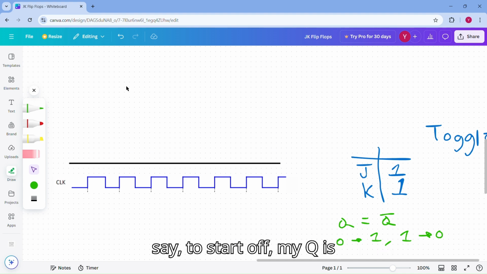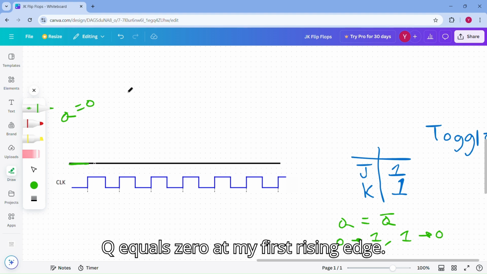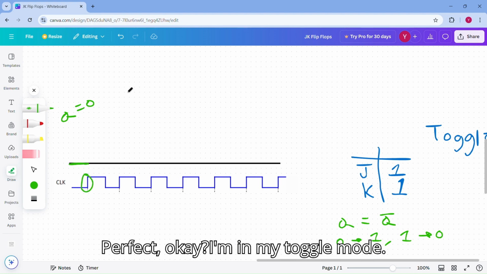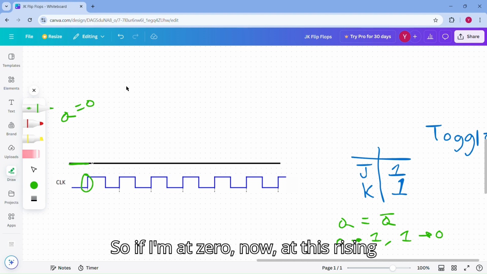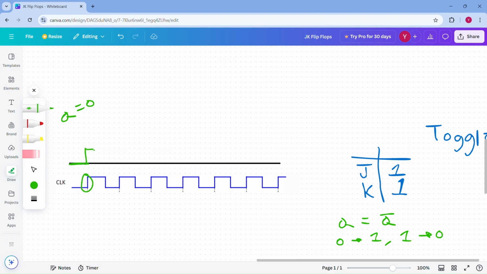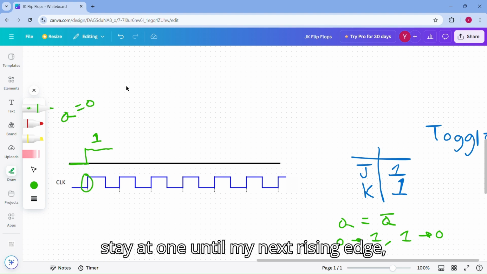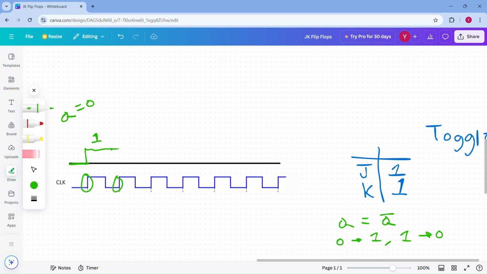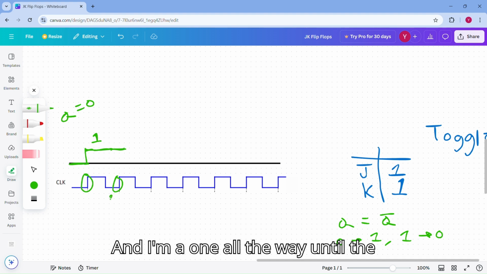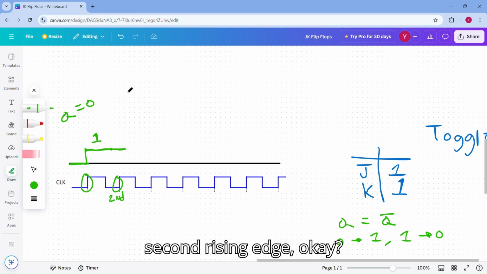So let's just say, to start off, my Q is equal to 0, okay? Q equals 0 at my first rising edge. Perfect, okay? I'm in my toggle mode. So if I'm at 0, now at this rising edge, I'm going to go up and become a 1. I'm going to stay at 1 until my next rising edge, okay? And I'm a 1 all the way until the second rising edge, okay?